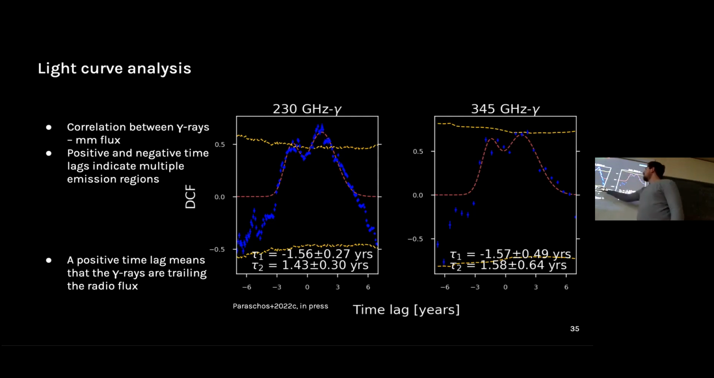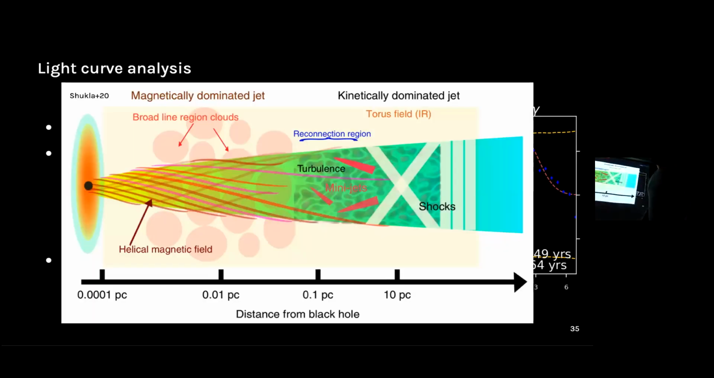I should point out that the gold dotted lines correspond to the 99.97 confidence level. So at 345, it seems to be a bit below, but at 1 millimeter, so 130 gigahertz, we have definitely robust detections of both peaks. So, as I said, this might indicate that there are multiple ejection regions.